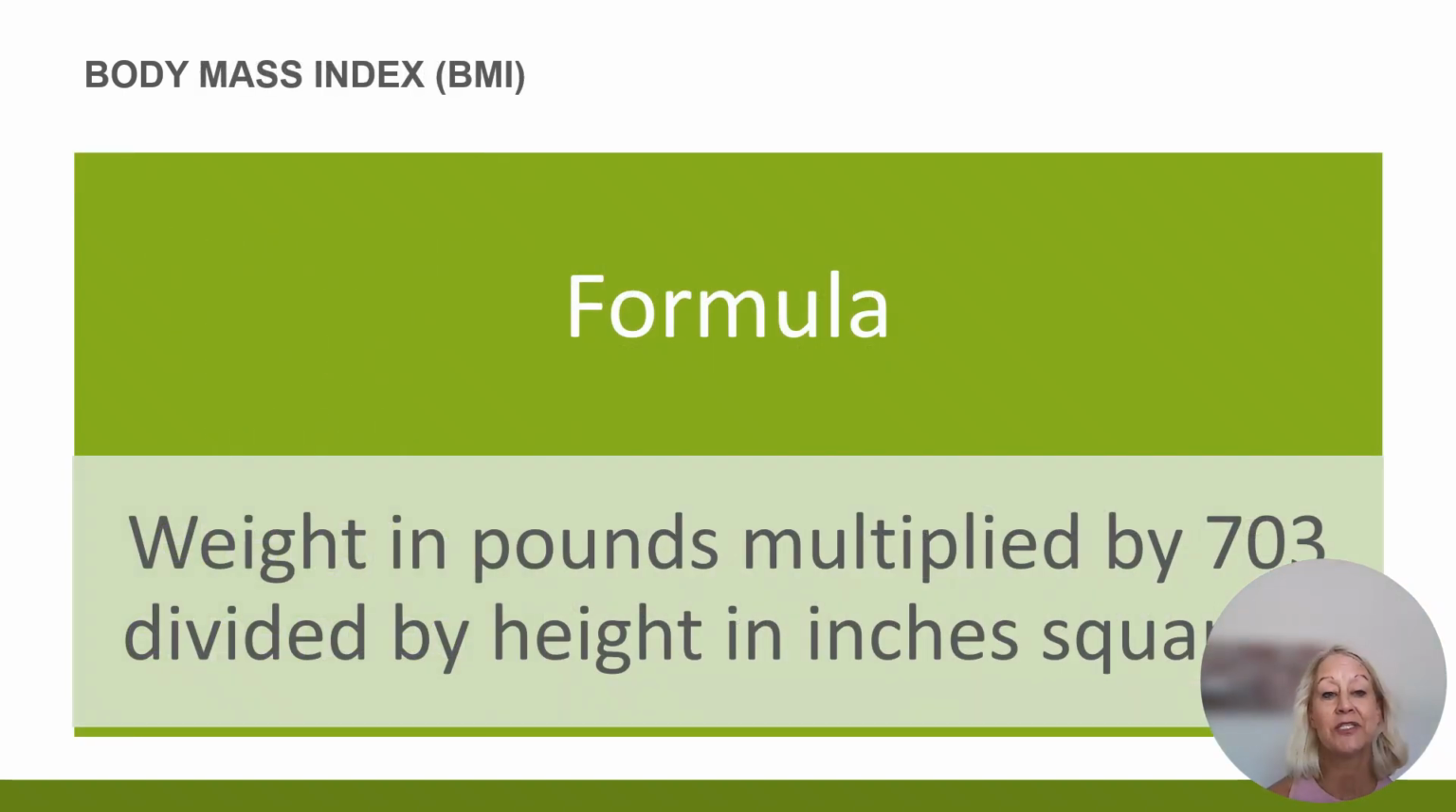To estimate whether someone is in a healthy weight range, we often use the body mass index, or BMI. It's a quick screening tool, but it's not a perfect measurement. It gives us a general idea of body weight relative to height. Here's the formula. It's your weight in pounds multiplied by 703, and then you divide by the height in inches squared. So again, multiply your weight in pounds by 703, then divide that number by height in inches squared.